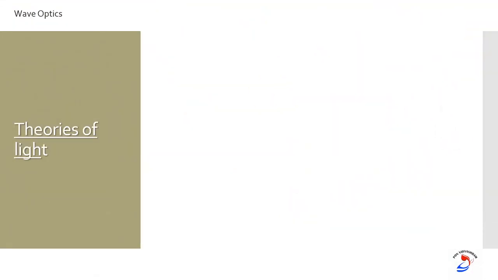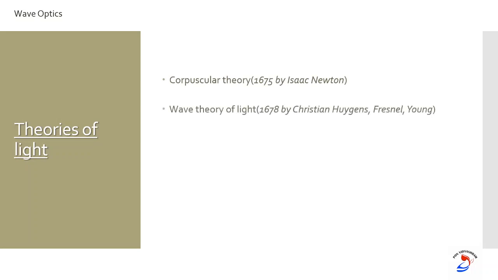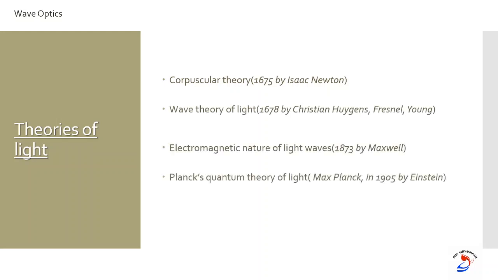Theories of light. There are many theories of light, like for example the corpuscular theory, wave theory, electromagnetic theory, Planck's quantum theory. Why is it we have so many theories? Is one theory not good enough to explain it? Yes, one theory is not good enough.